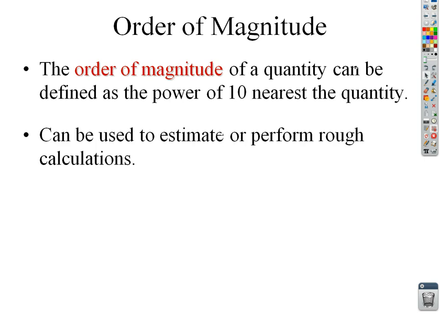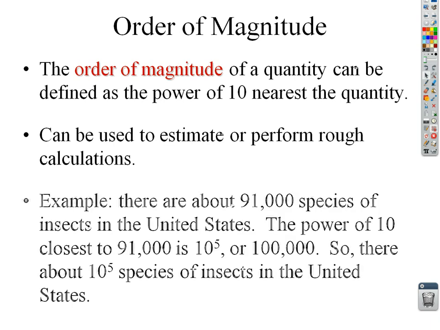So let's take a look. Like I said, you use it to estimate, to do rough calculations, and you'll see we do this a little bit more when we do estimations for exponential growth, which is where we're going to be moving later in this chapter. So here would be an example. Let's say there are about 91,000 species of insects in the United States. Okay, the power of 10 that's closest to 91,000 is 100,000, which is the same as 10 to the fifth. Okay, so we could estimate that there are about 10 to the fifth species of insects in the United States.